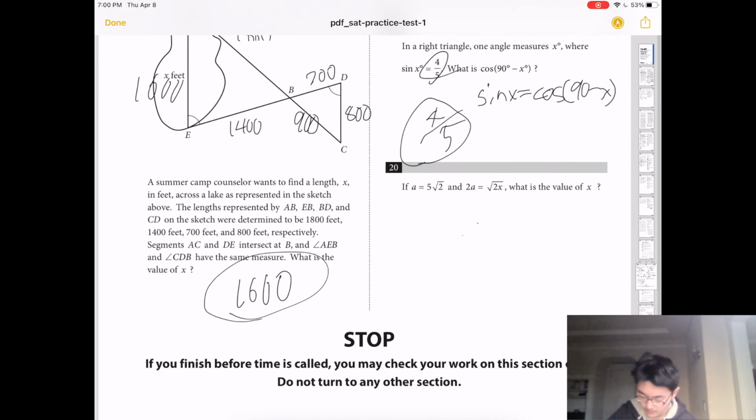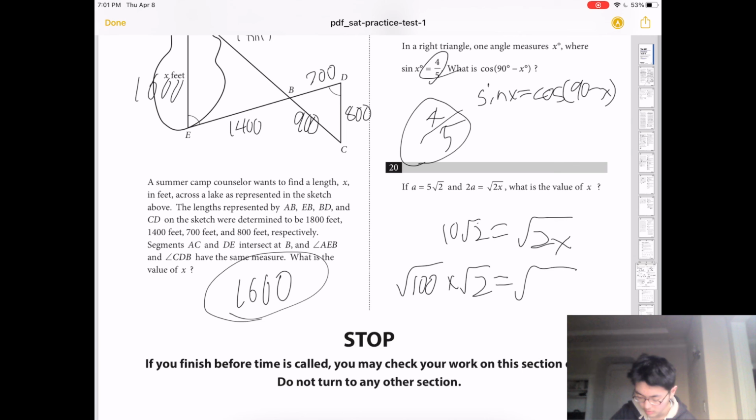And for this one, a equals 5 root 2 and 2a equals root 2x. So 10 root 2 is root 2x. So that is root 100 times root 2 equals root 2x. Root 200 equals root 2x. So x would be 100.